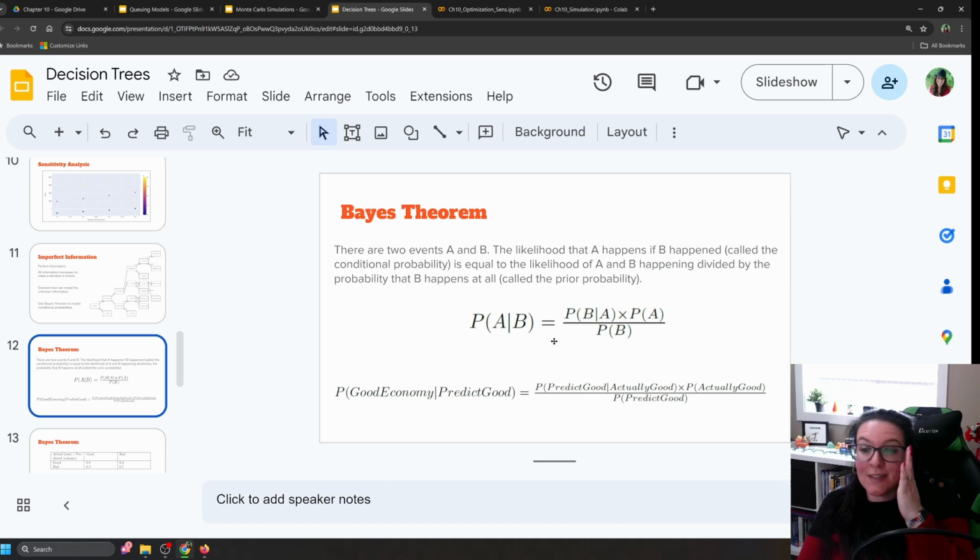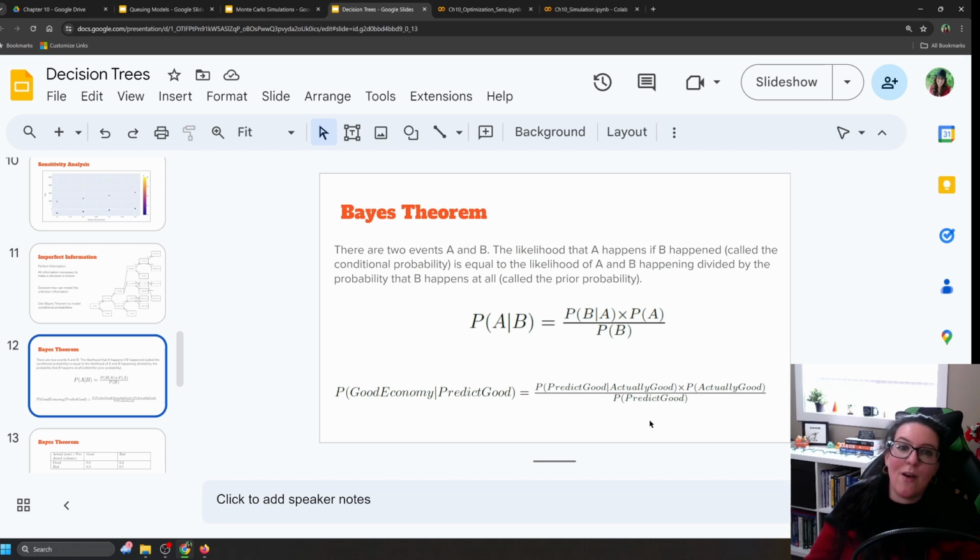So we can convert this for our particular scenario, and we can look at what's the probability of a good economy if our expert predicts a good economy. So here we have good economy conditional on they predicted a good economy. And the top here is the probability that there actually is a good economy. So it's the probability they predicted good, given that it's actually good, times the probability that it's actually good, divided by the probability of predicting good.